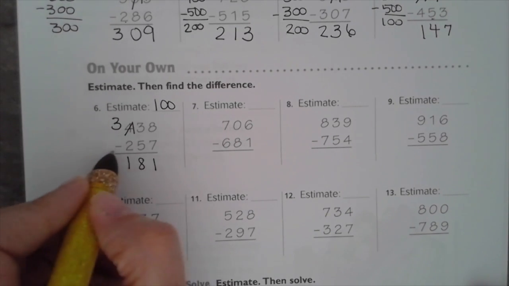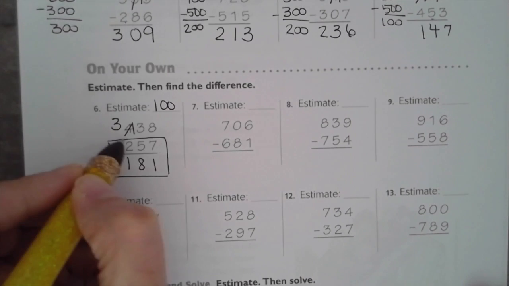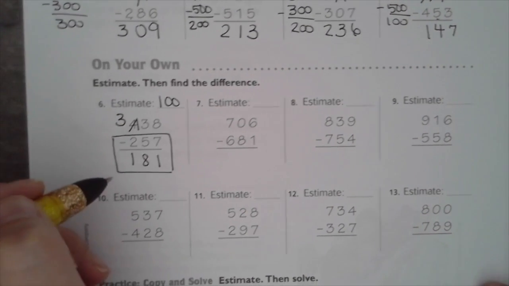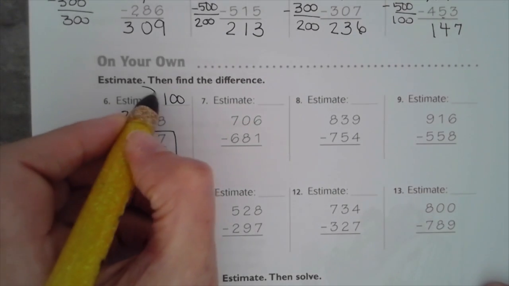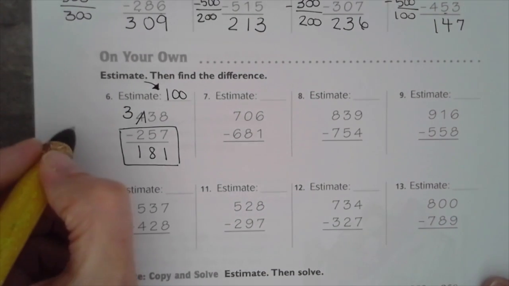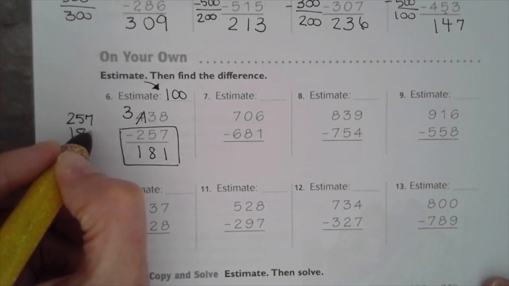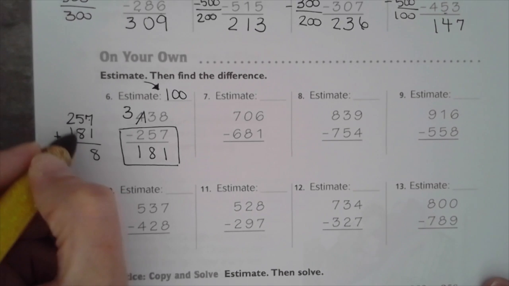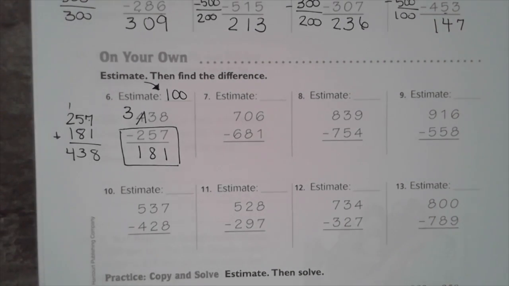So what I'm going to do is take my two small numbers, add them together, and see if I get 438. If I do, then I'm right. I'm only checking and guessing myself because I got so far off of the estimate. So 257 plus 181. 7 plus 1 is 8. That's 13. Okay, so I am right. It just didn't look right.